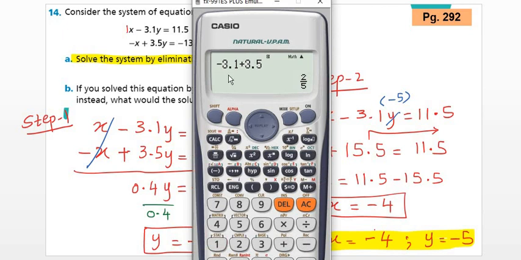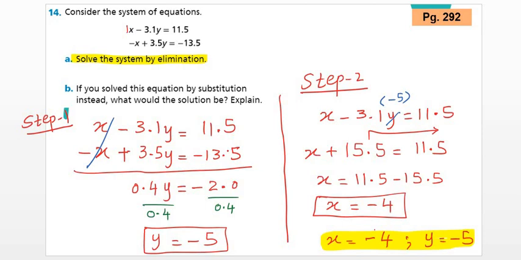So if you write -3.1 plus 3.5 on the calculator, it gives us 2/5. That means it's 0.4, so I have written over here 0.4y. And the same is the case with the other side. It's 11.5 and -13.5. They have different signs, so they will be subtracted and we will get -2. Now to get rid of this 0.4, I'll divide both sides by 0.4, and finally my answer will be y equals -5, right?